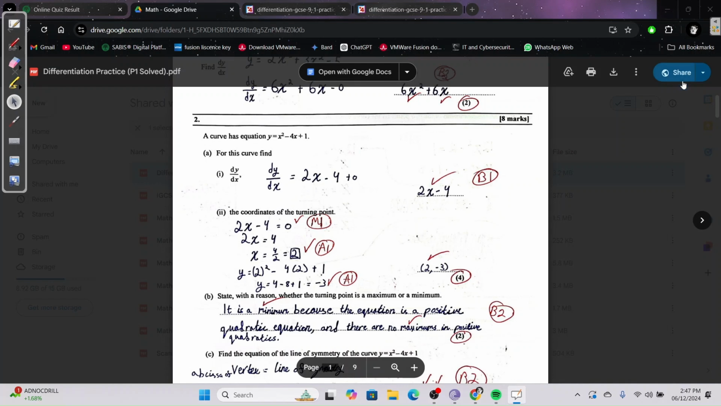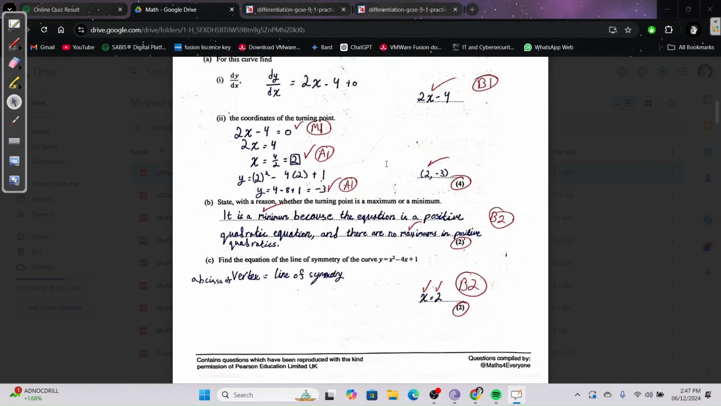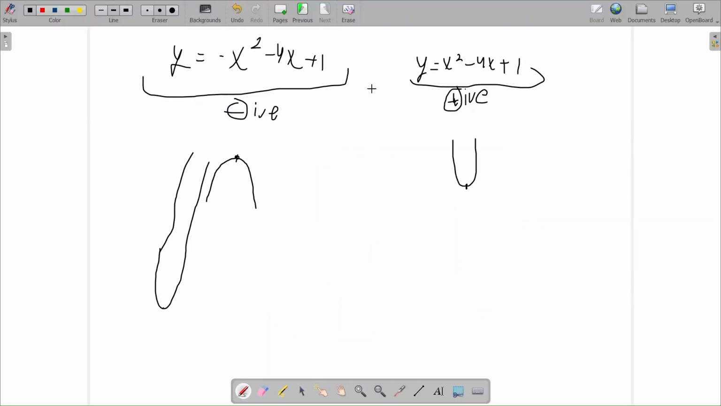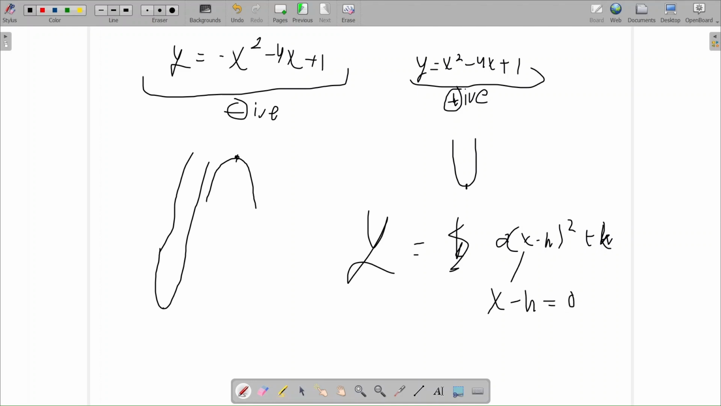Now find the equation of the line of symmetry of the curve y equals x squared minus 4x plus 1. We did this in the previous sections. What is the line of symmetry? This is in the canonical form. So y equals, what was it, a times (x minus h) squared plus k. This is our standard form. So the line of symmetry is going to be x minus h equals 0, because this is the x coordinate of the vertex.